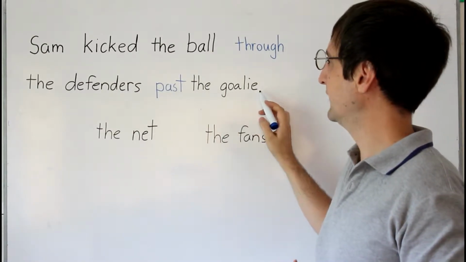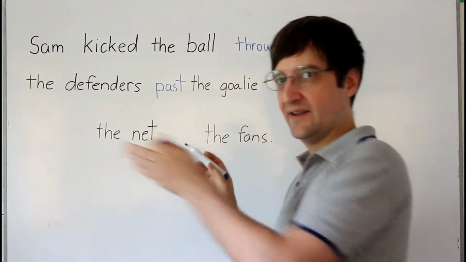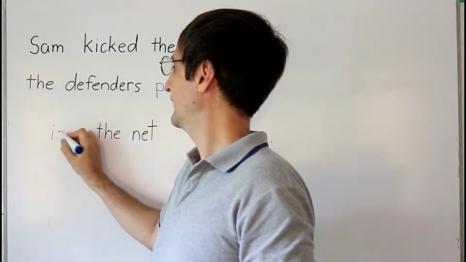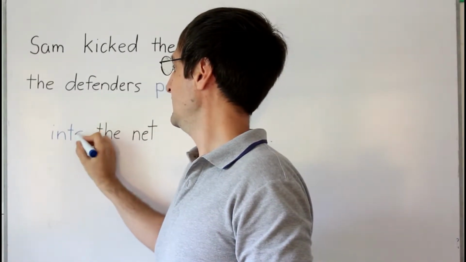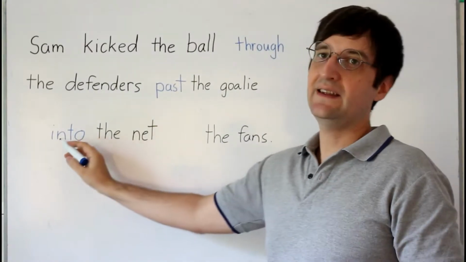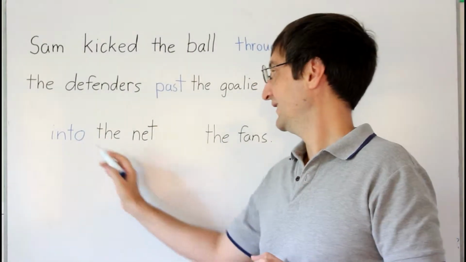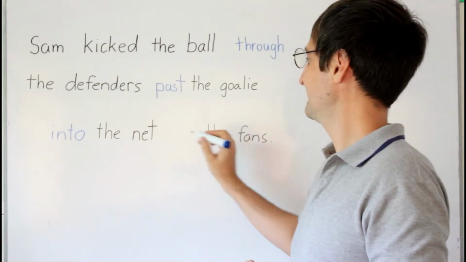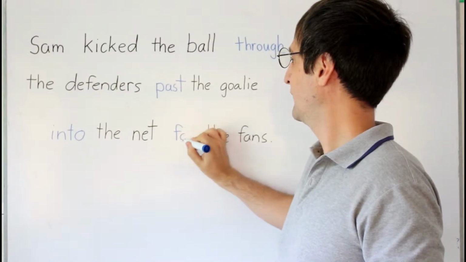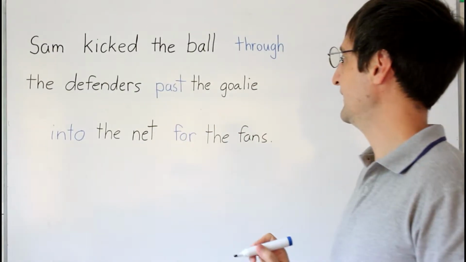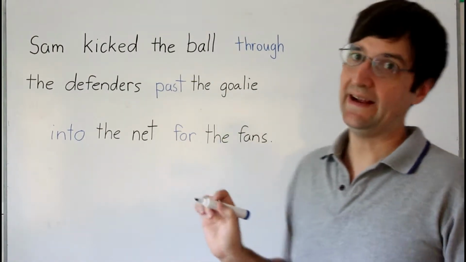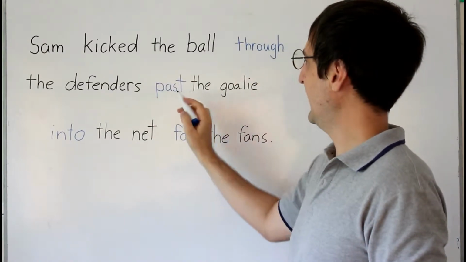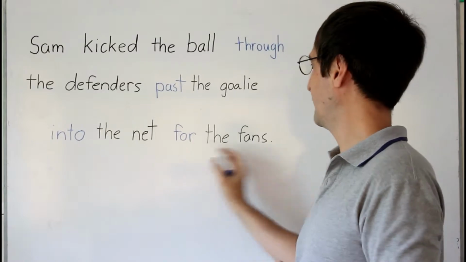Past the goalie. Now we've stuck the goalie into the sentence. Into the net. Now we've stuck the net into the sentence. And the last one, the fans. For the fans. Now let's look at our sentence. Sam kicked the ball through the defenders, past the goalie, into the net, for the fans.